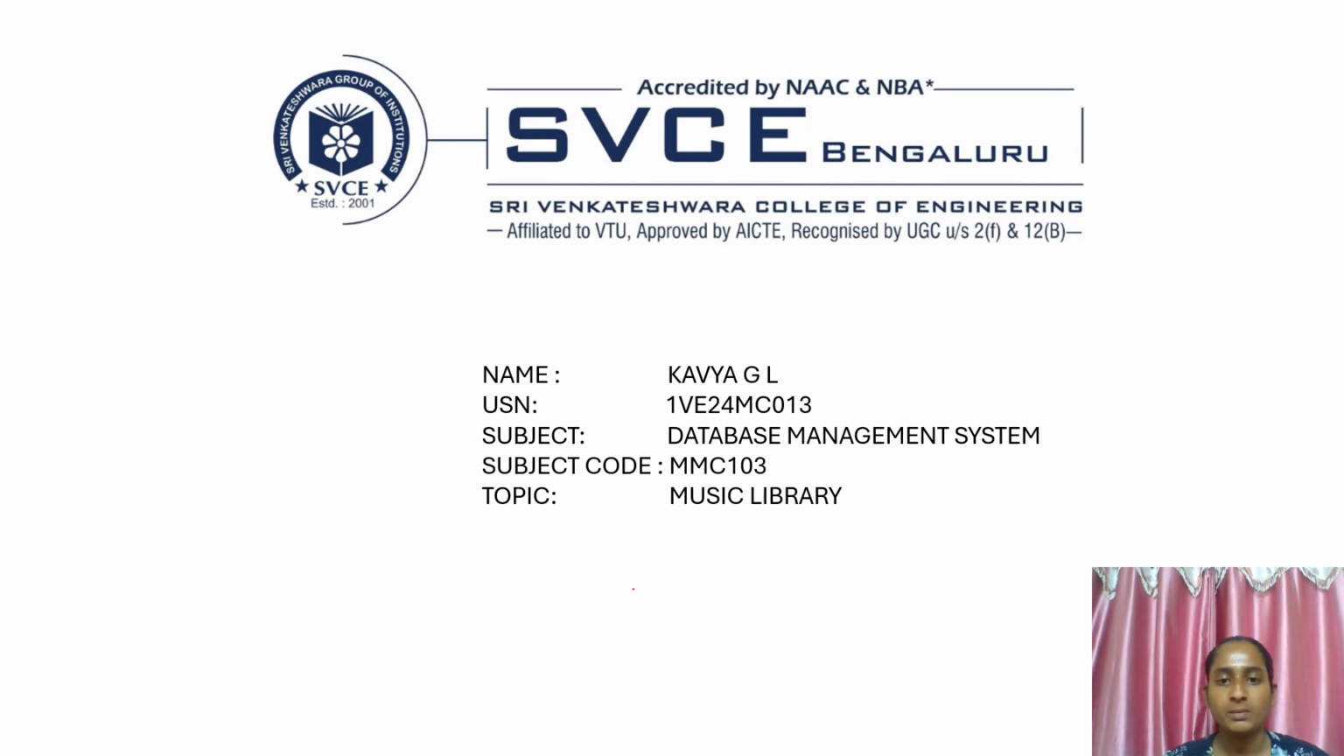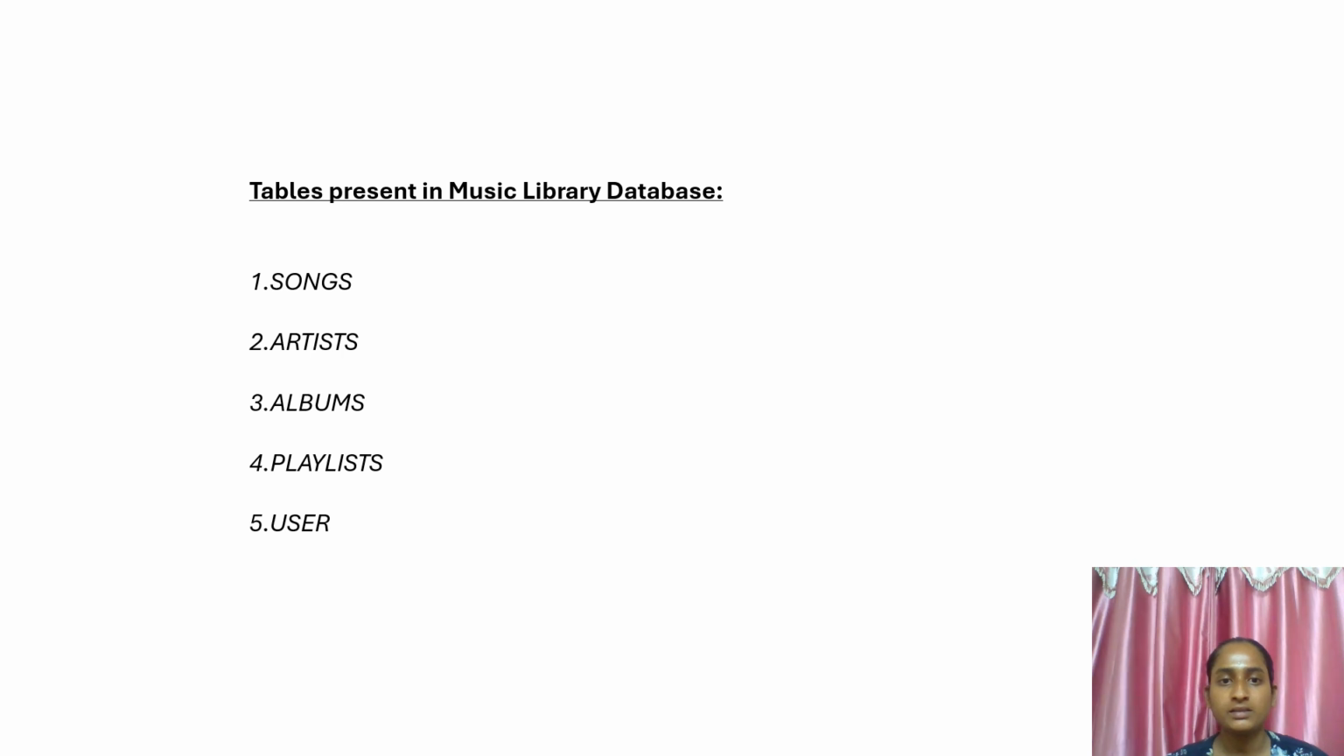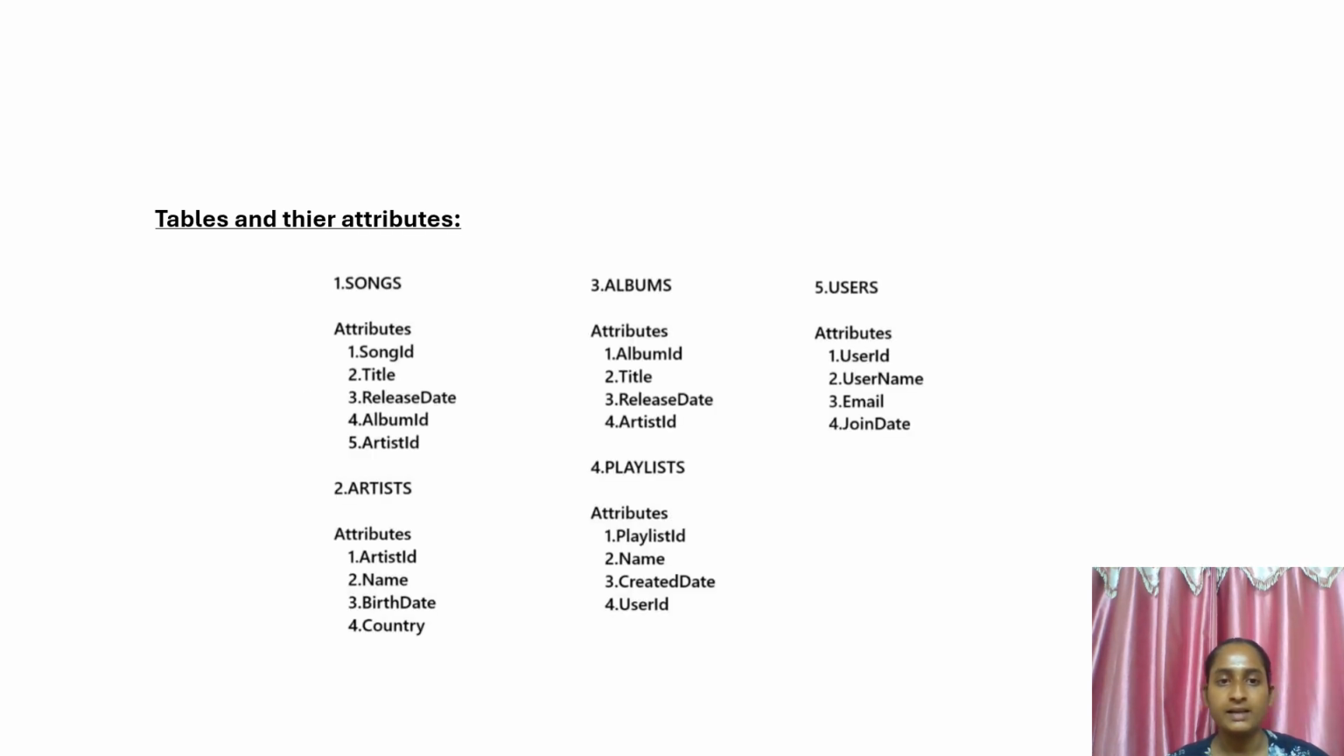My topic is about Music Library Database. Tables present in Music Library Database are songs, artists, albums, playlist, and user tables. Tables and their attributes. Song ID, title, release date, album ID, artist ID are the attributes of songs. Song ID is the primary key, whereas album ID and artist ID are the foreign keys.